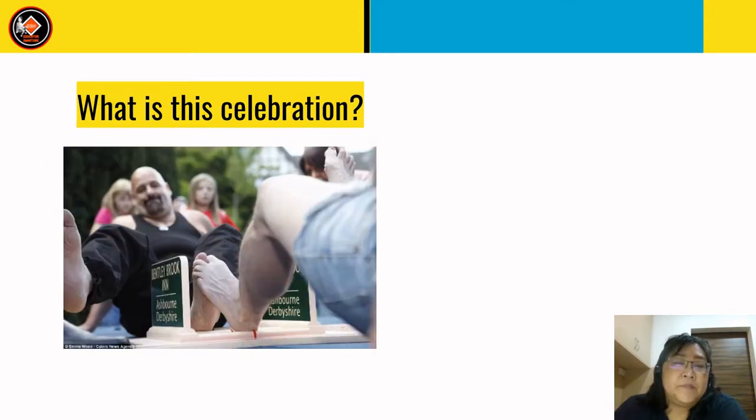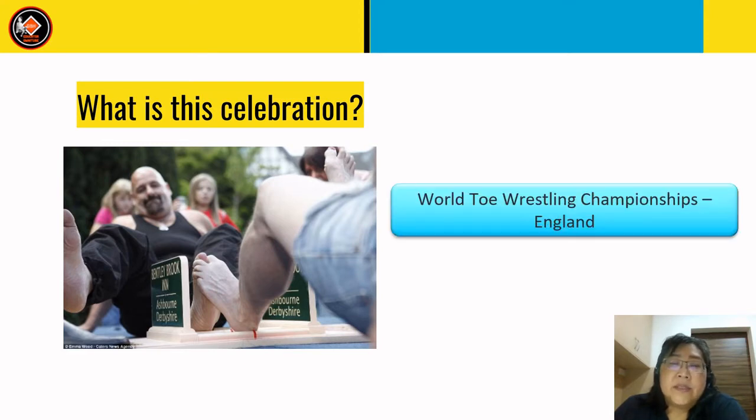The next one, you can see that there are also 2 men in the picture, and then you can see part of their leg. So you see the toes. Okay, so this is World Toe Wrestling Championships in England.